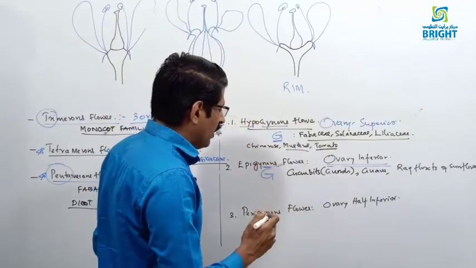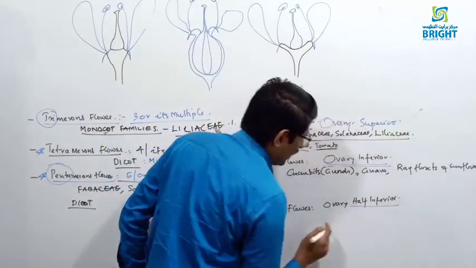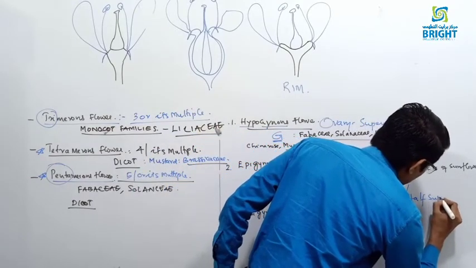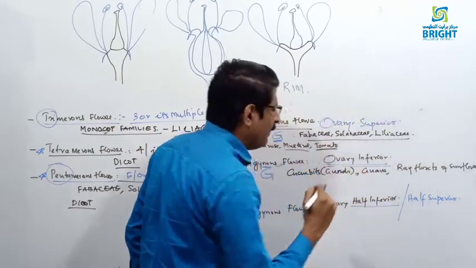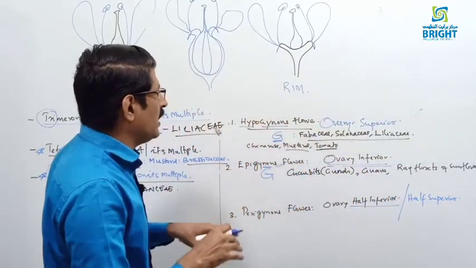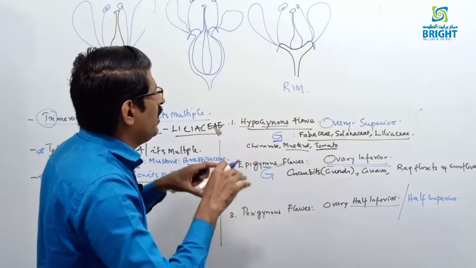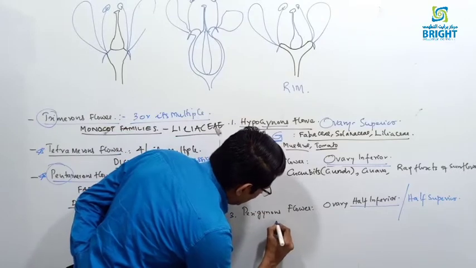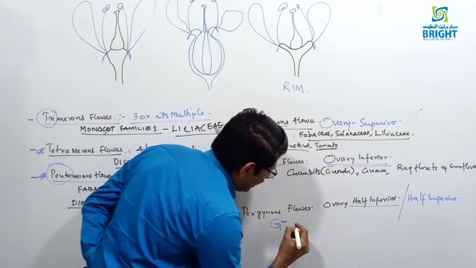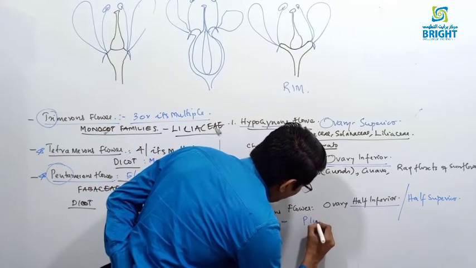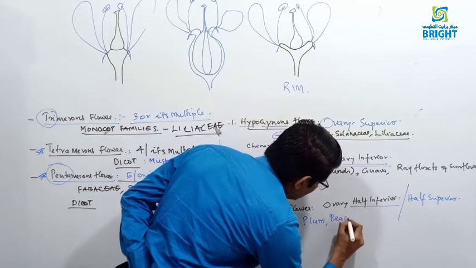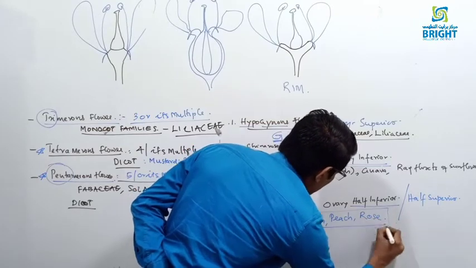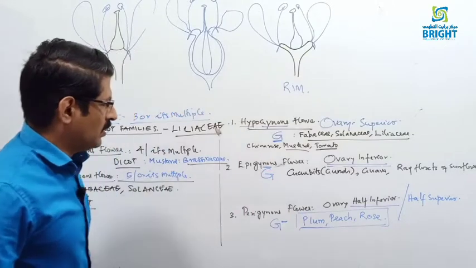In such a flower, the ovary is called half inferior, or sometimes it is also called half superior. Half inferior, that is in the middle. So all the floral parts, that is gynoecium, stamen, petal, everything is at almost the same level. And this is represented by a G sideline, and 3 examples: one is plum, peach and rose, PPR. Plum, peach and rose, and several times this example was asked in the examination.